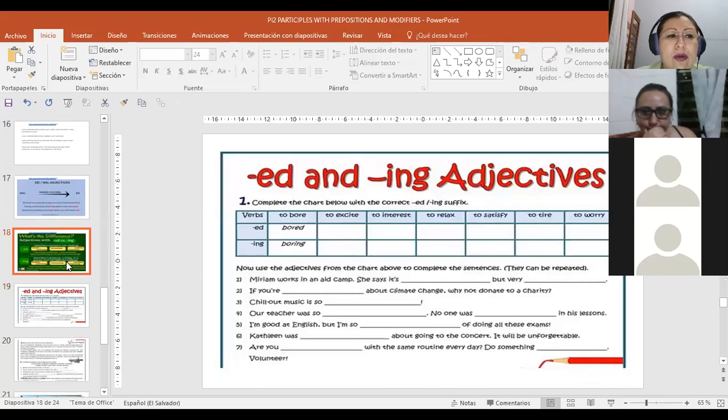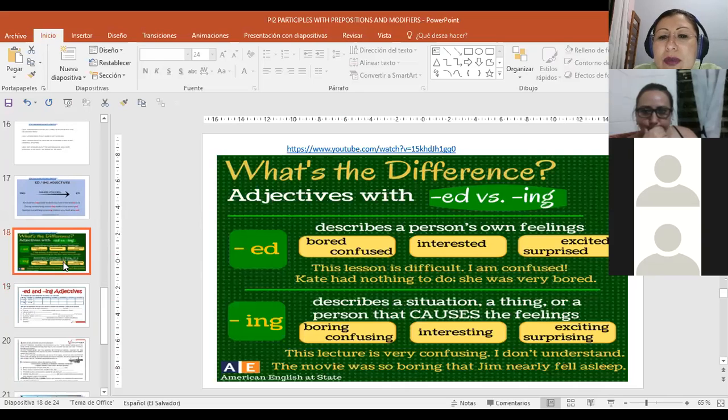An extra one. What's the difference? Adjectives ed versus ing. ED describes a person's own feelings. Bored, confused, interested, excited, surprised. This lesson is difficult. I am confused. Kate had nothing to do. She was very bored. And ING describes a situation or a thing or a person that causes a feeling. Boring, confusing, interesting, exciting, surprising. This lecture is very confusing. I don't understand. The movie was so boring that Jimmy nearly fell asleep.